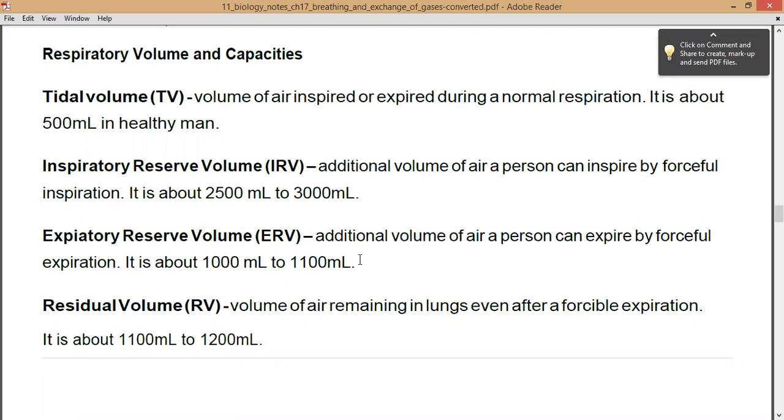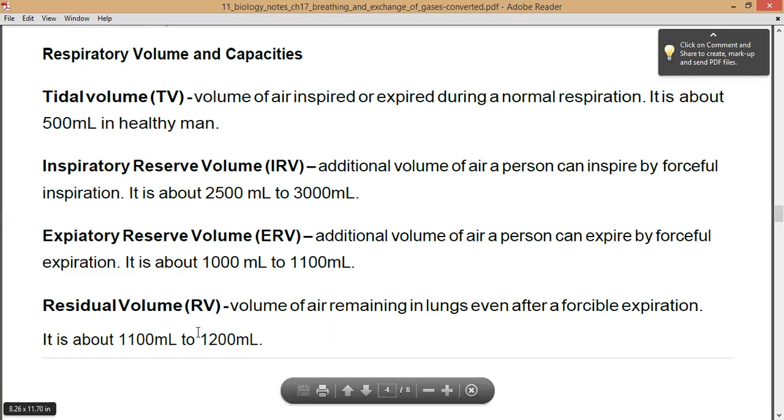The capacity of a normal person is about 2500 ml to 3000 ml. Normally this much volume of air can be inspired forcefully by the person. In the same way, expiratory reserve volume, that is ERV, is how much volume of air a person can expire by forceful expiration. The value of it can be 1000 to 1100 ml. That is how much air a person can forcefully expire out. So that is ERV.